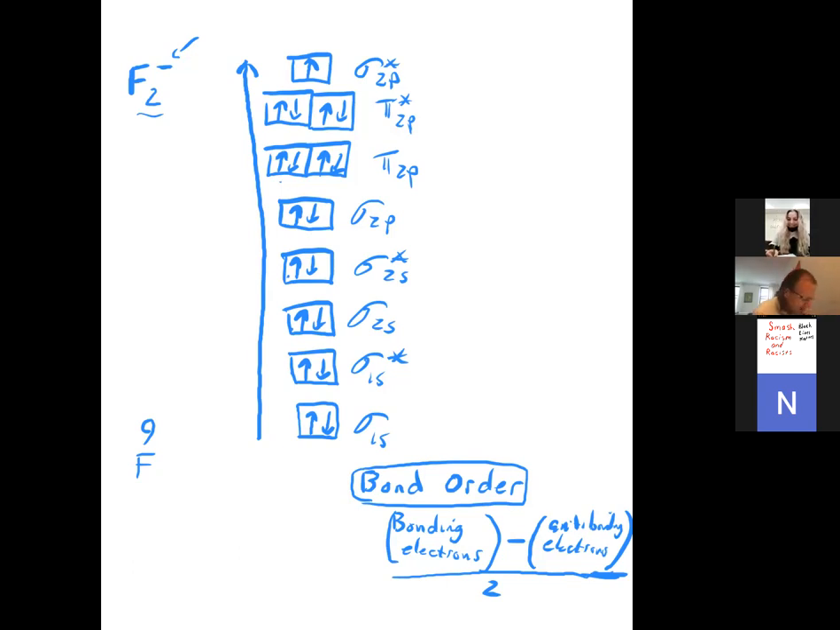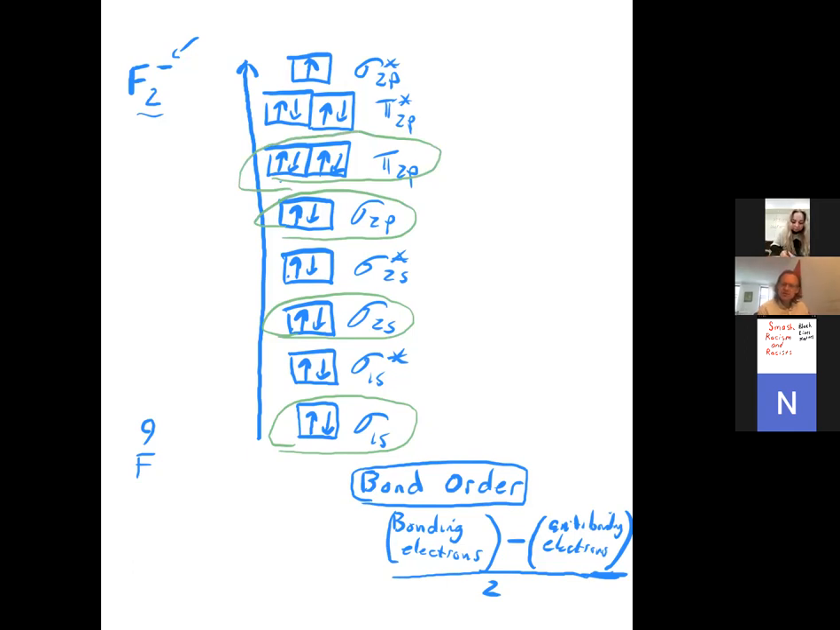So let's take a look. The number of bonding electrons, you just count up. I'll put this one in green. You just count up the ones that don't have the asterisk. Those are the bonding. Those are bonding right there. All the ones that don't have the star.